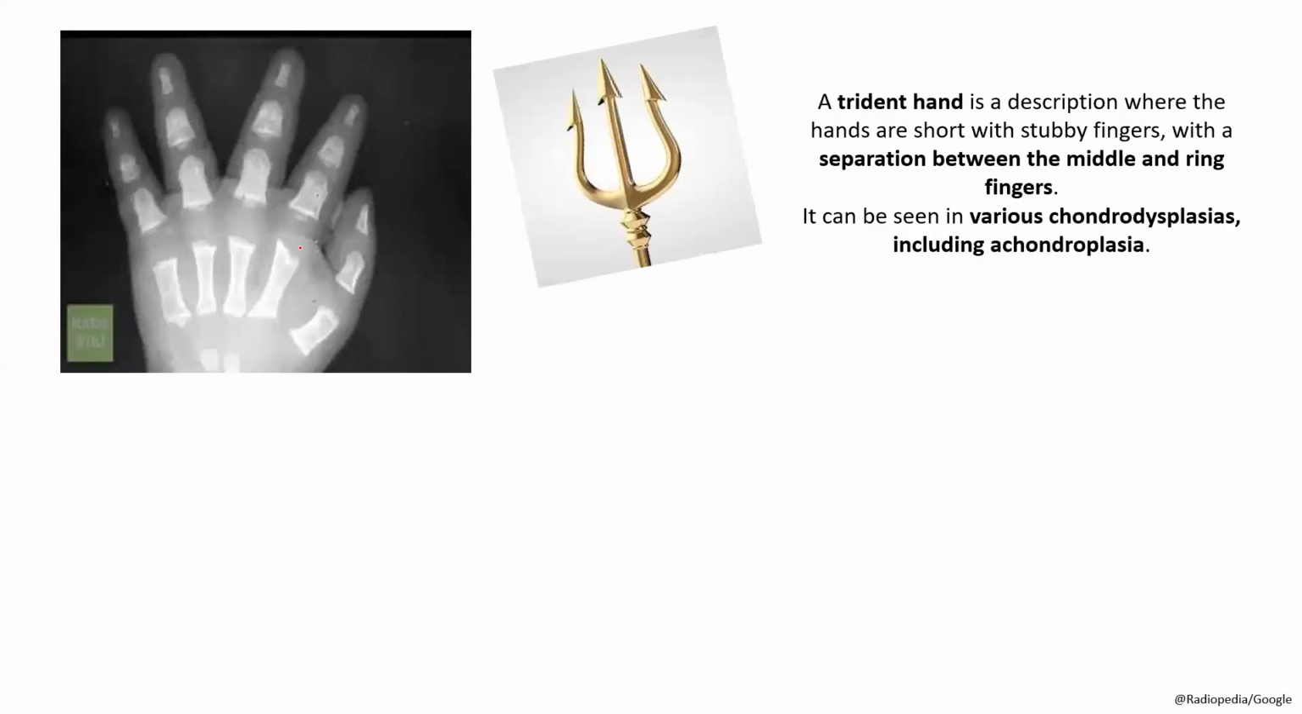What is happening in this hand radiograph? This is trident hand. So trident like a trishul. This trident hand is described when there is separation between the index finger and the middle finger and the ring finger. So it is seen in various chondrodysplasia, including achondroplasia, and the hands are short and the fingers are stubby. So this is trident hand.